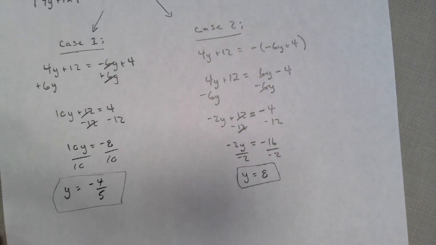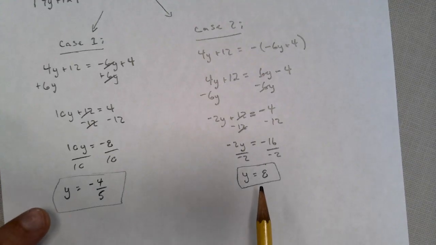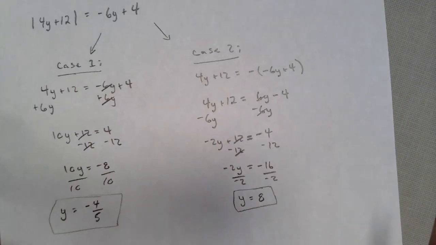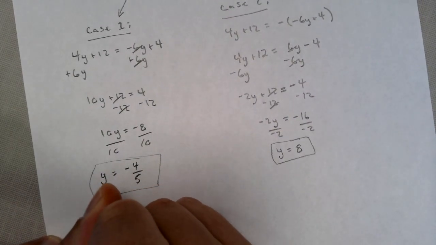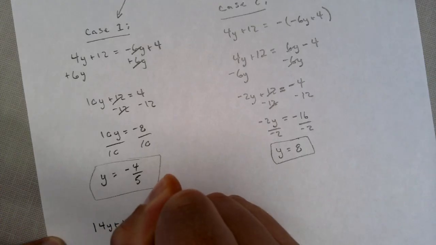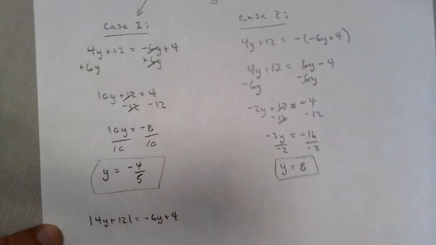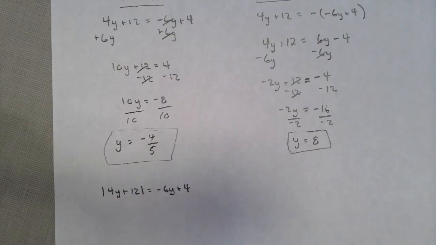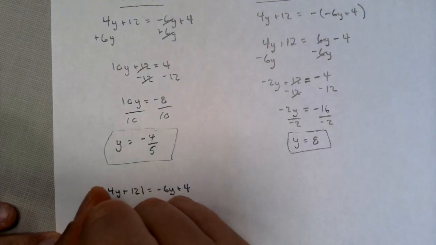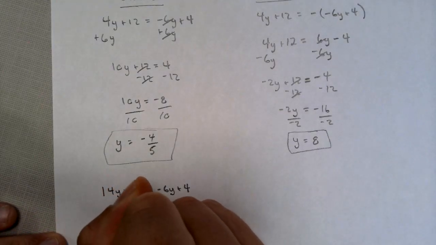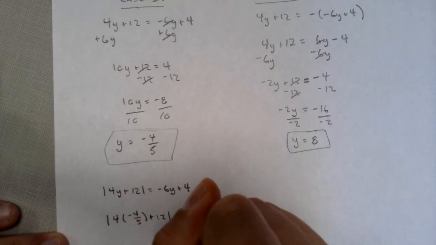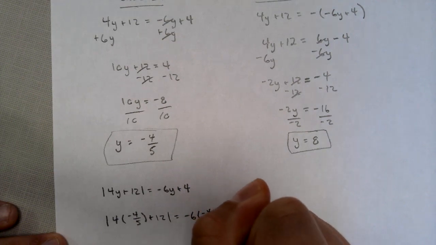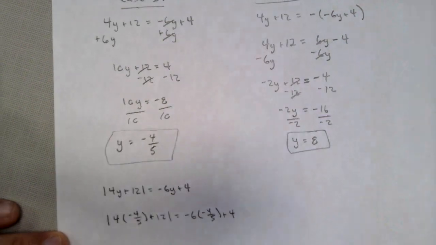So to determine which values of y are solutions, we need to plug them back into our absolute value equation. So I'll write it again here. It's the absolute value of 4y plus 12 is equal to negative 6y plus 4. So let's start by plugging in negative 4/5 for y. So you have the absolute value of 4 times negative 4/5 plus 12 is equal to negative 6 times negative 4/5 plus 4.